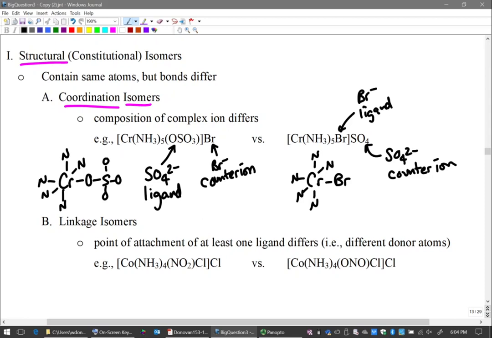If you had one of these exam questions that said, how are these two related, formula and other formula? And A, B, C, D would be the 4 kinds of isomerism, and E would be they are identical. They're not isomers at all. They're the same thing. These are coordination isomers, because what was a ligand in one is a counterion in the other.